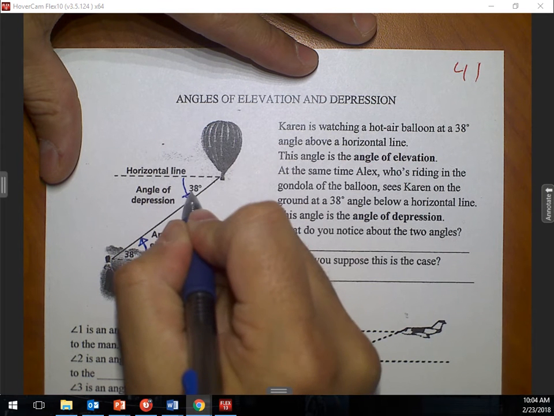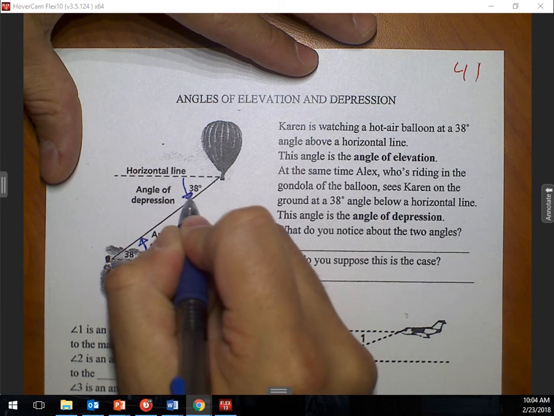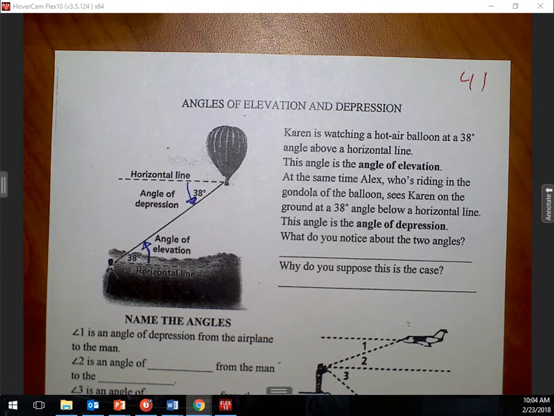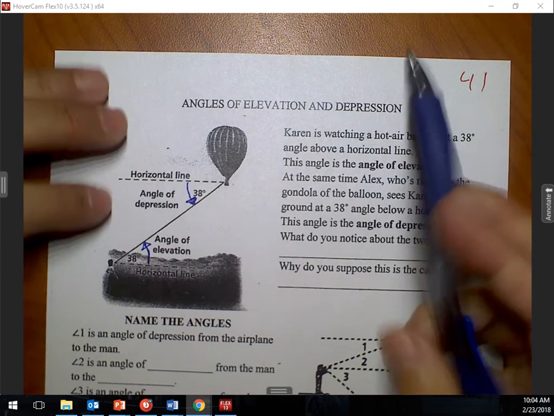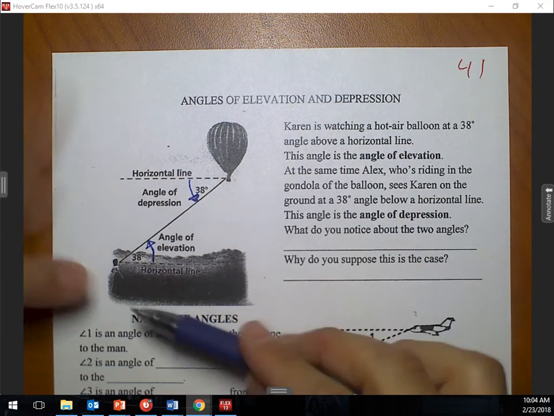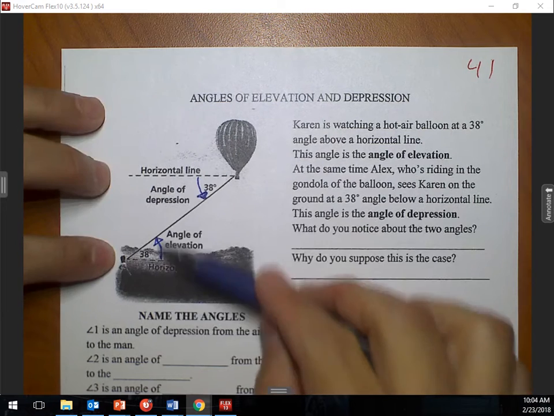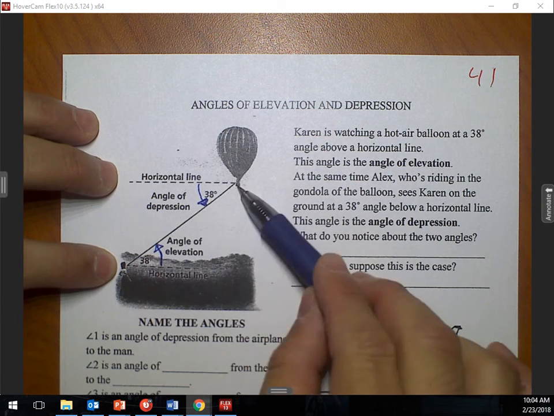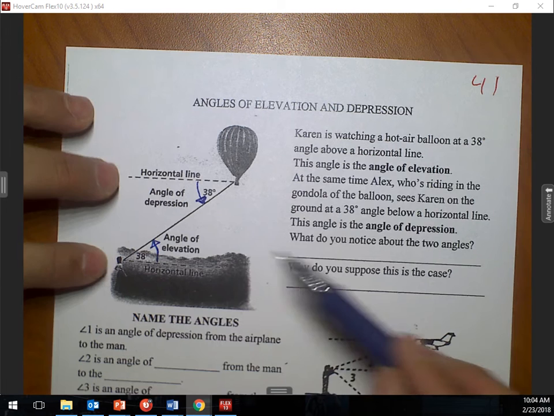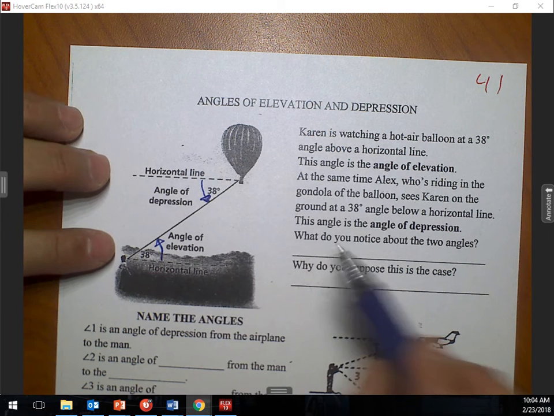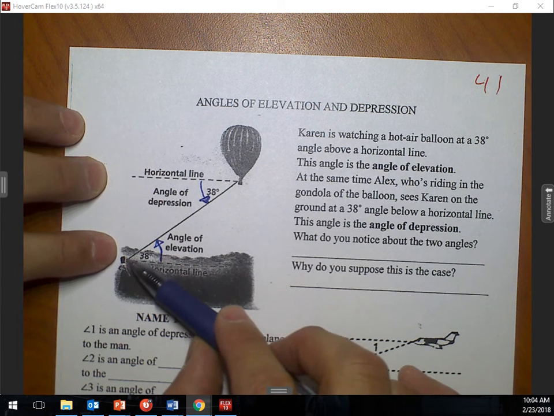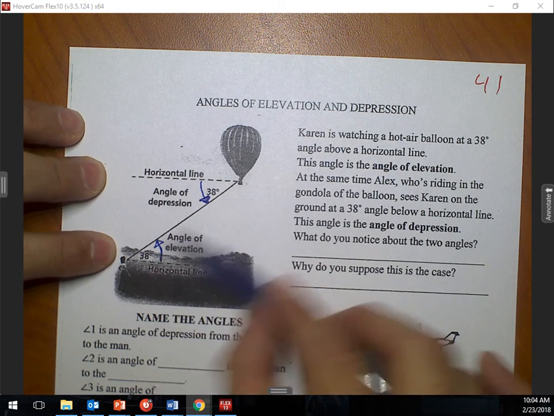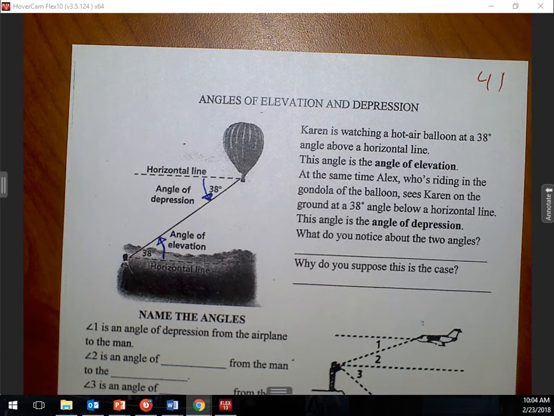Okay, we're going to be doing some identifying shortly about the different types of angles. So you have to understand, depression is top down, elevation is bottom up, and the line going from here to here is usually referred to as your line of sight, because wherever we're doing this, we're looking at it from this point to this point. So let's go along with what they have here.